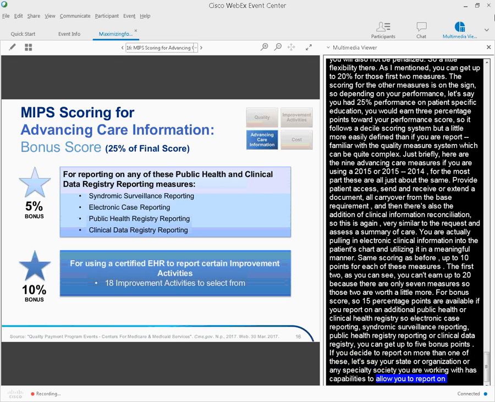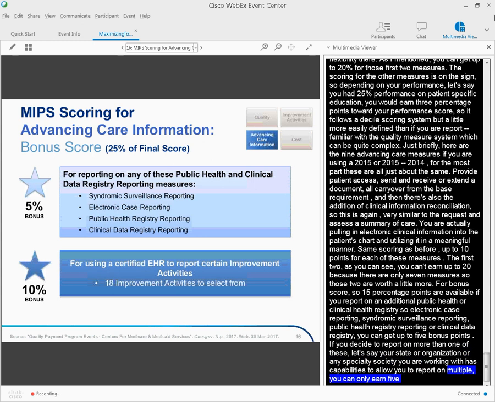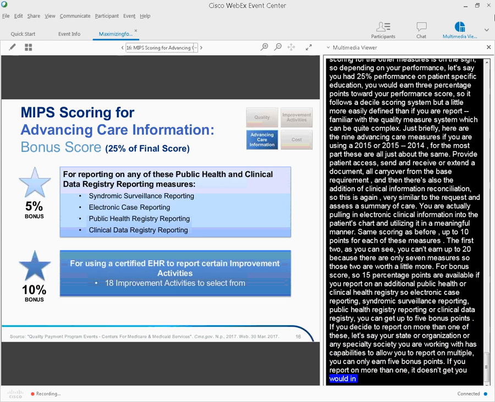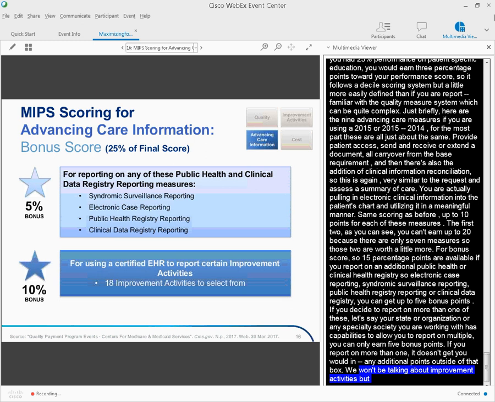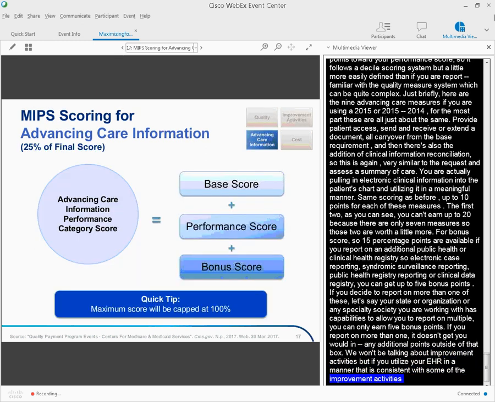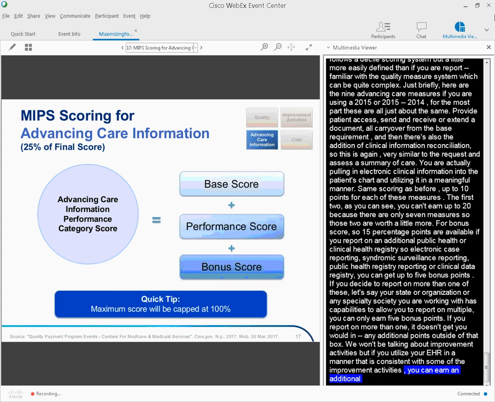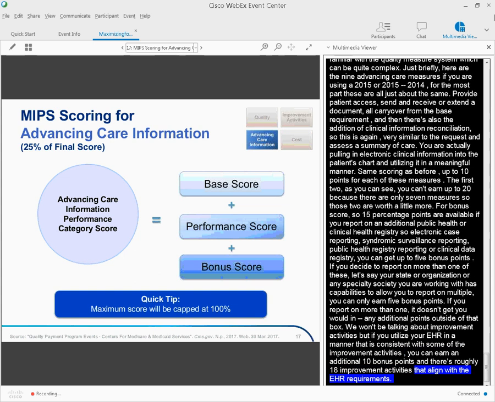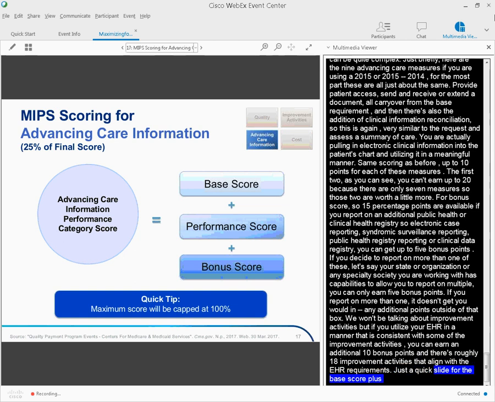We won't be talking a lot about improvement activities, but if you utilize your certified EHR in a manner that is consistent with some of the improvement activities, you can earn an additional 10 bonus points, and there's roughly 18 improvement activities that align with the EHR requirements. Just a quick slide for the base score, plus the performance score, plus the bonus score gets you your final advancing care information score. And again, that's capped at 100%, even though you can earn up to 155 ACI points.